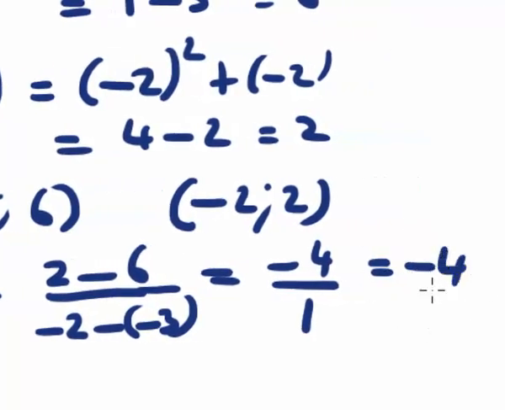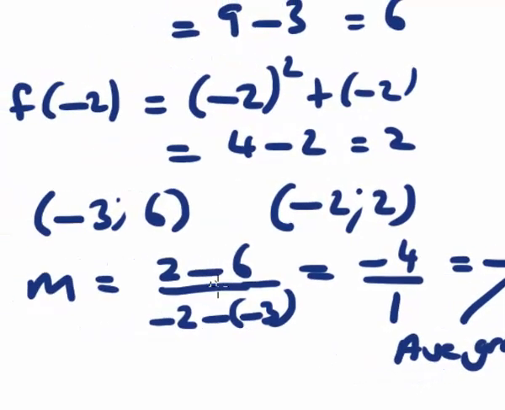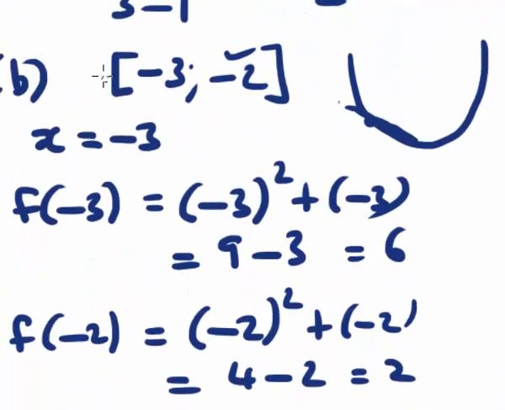That's the average gradient. The average gradient of this graph, x squared plus x, over this interval, between -3 and -2.